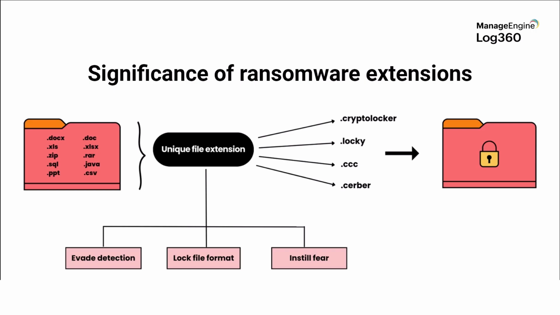The attacker's goal in adding file extensions is not just to display the success of their attack. They also do it because having unique extensions makes it harder for security solutions to recognize and combat them. By changing the extension, ransomware effectively locks the file format, rendering it unusable without the decryption key. But most importantly, branding the files with these extensions serves as a reminder to the victims of what's at stake if they don't pay up. This fear factor can prevent victims from approaching the authorities and paying the ransom instead.